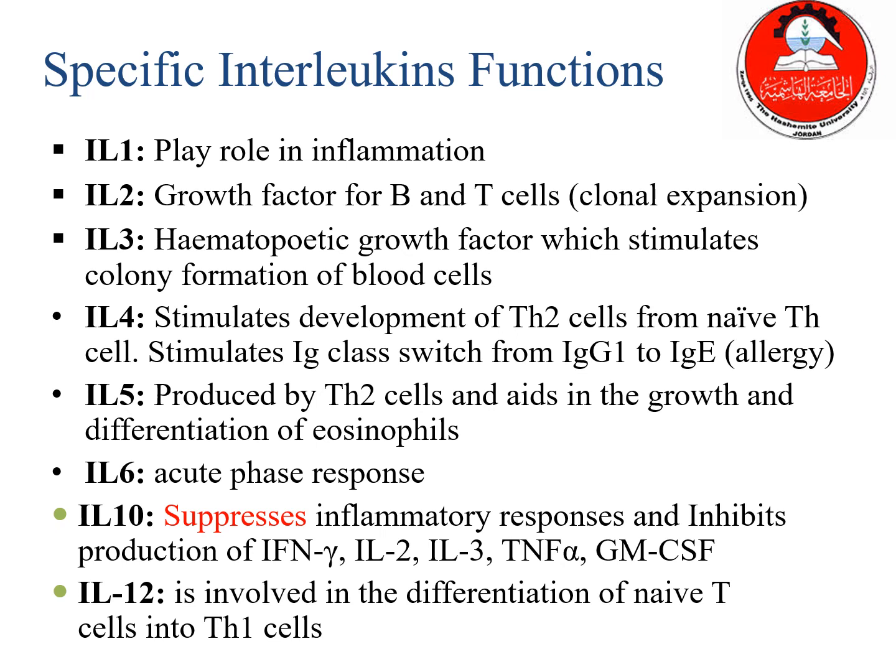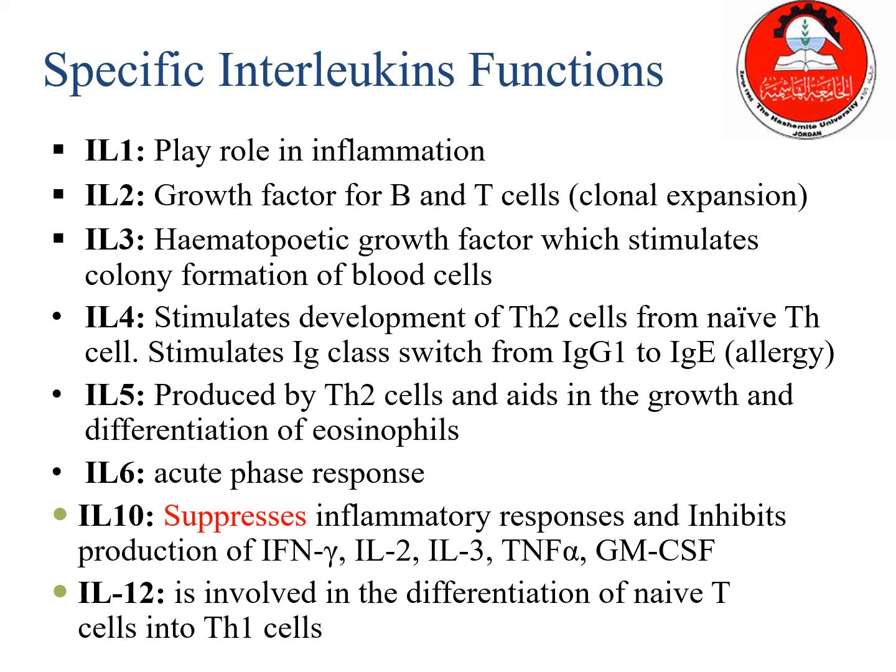It takes the T helper 0 cell, and if the T helper 0 is acted upon by interleukin 4, it's going to differentiate into a T helper 2 cell. It stimulates the IgE class switch from IgG1 to IgE in the case of allergy. Interleukin 5 is produced by T helper 2 cells and aids in the growth and differentiation of eosinophils. Interleukin 6 is an acute phase reactant which acts on the liver to produce the C-reactive protein as well.